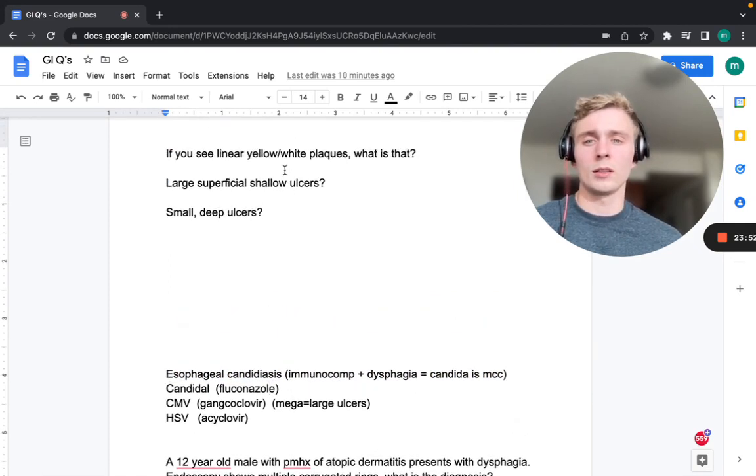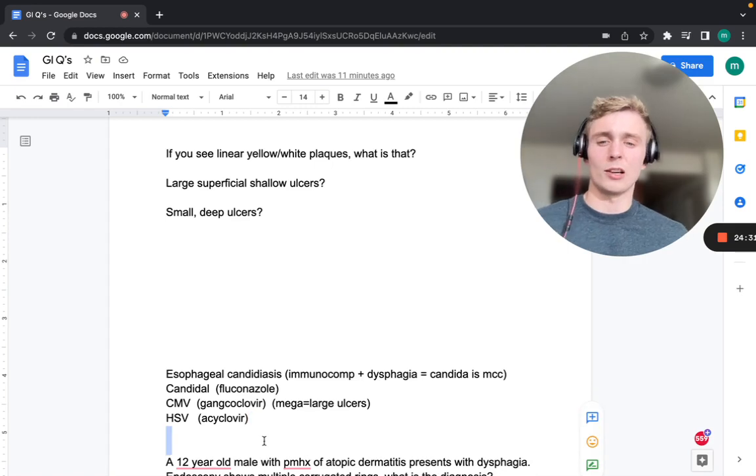In the first one, yellow, linear, white plaques, that's going to be candidal esophagitis, a description of what you'd see on this endoscopy. And you want to do fluconazole for that, orally, of course, so it actually hits the fungus that's in there. CMV, large, superficial, shallow ulcers, that's going to be CMV, cytomegalovirus, and the treatment is ganciclovir. How I always remember this is it's large, superficial, shallow ulcers, so cytomegalovirus, mega equals large, so large ulcers, and ganciclovir is the treatment for that. HSV, small, deep ulcers. So small, deep ulcers, you're going to treat with acyclovir for HSV esophagitis.